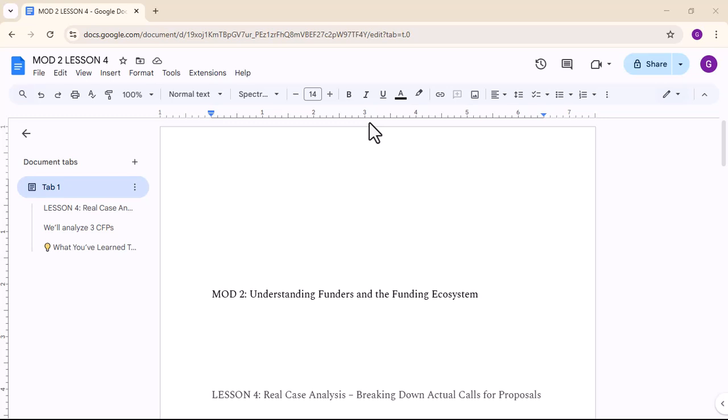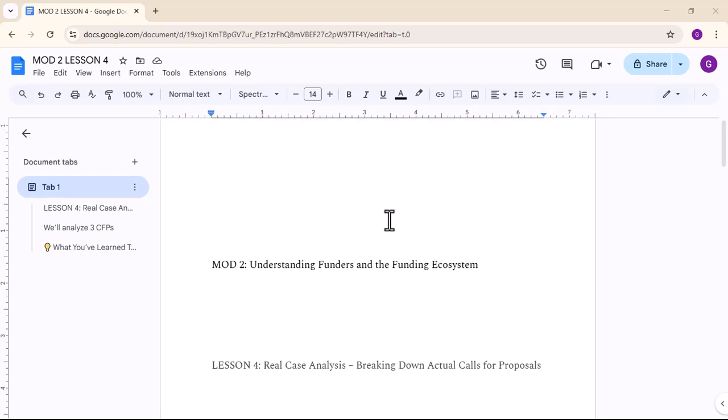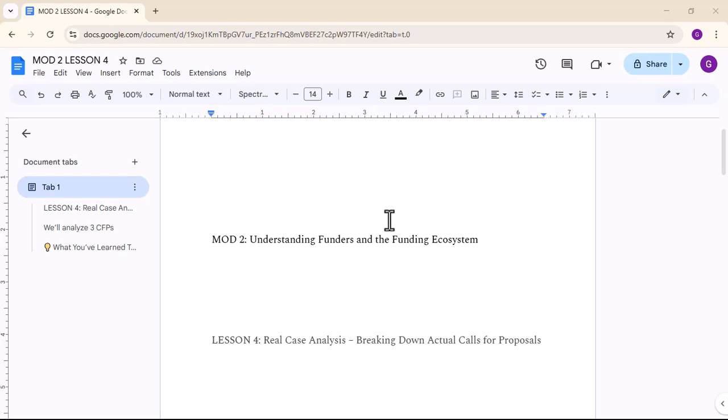You have come a very long way in understanding the funding world, from what funders care about to the key trends and priorities shaping grant opportunities. This is Module 2, Lesson 4 of our grant writing training for beginners. And this Module 2 is on understanding funders and the funding ecosystem.